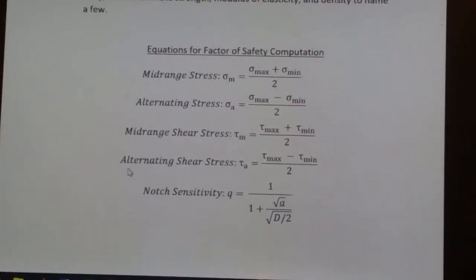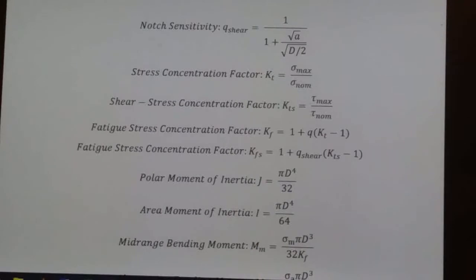So I started first by listing equations that were used to calculate the maximum factor of safety. I began by finding the mid-range and alternating normal and shear stresses, which are right here. After that, all four were necessary to calculate the notch sensitivity, which is the first equation here that is in terms of D, and also the Q shear is in terms of D as well. I should note that the square root of A right here in the notch sensitivity is the Neuber constant.